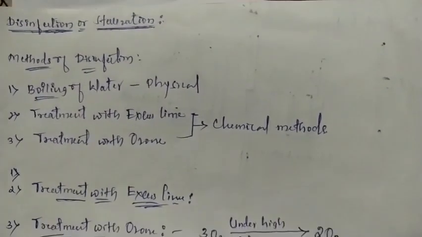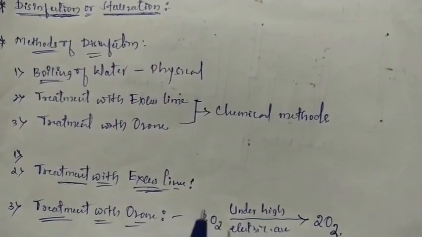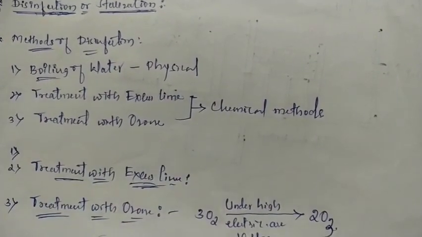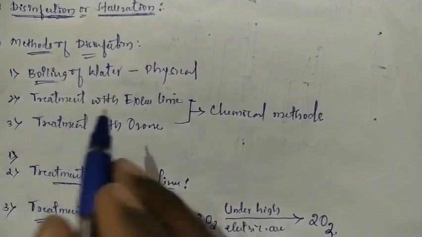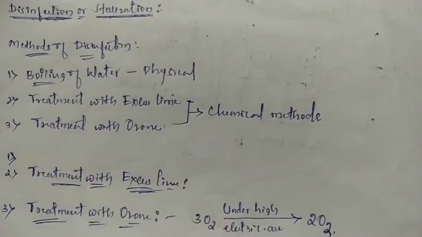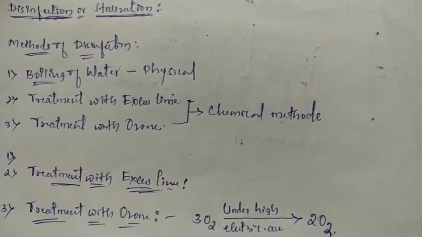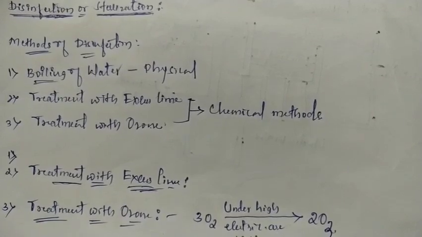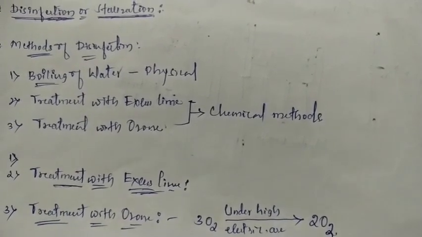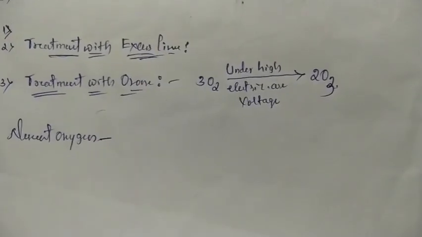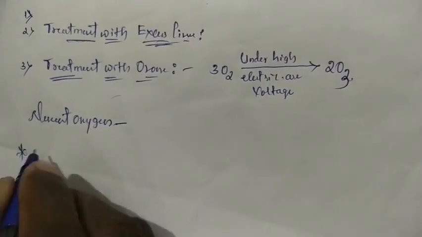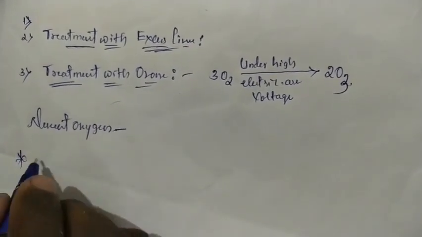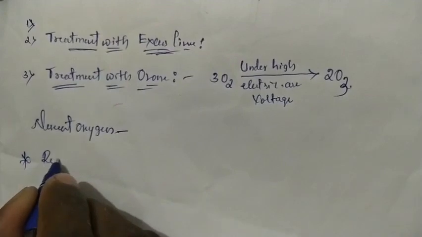Boiling of water is called a physical treatment, a physical method of disinfection, and these other two methods of disinfection are called the chemical disinfection methods. Let us start, let us see the requirements of a good disinfectant.